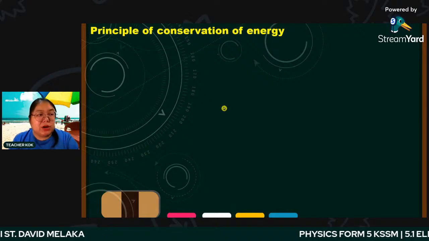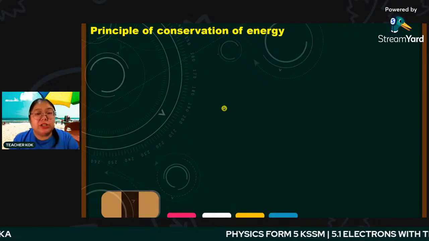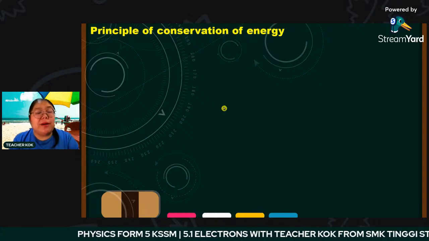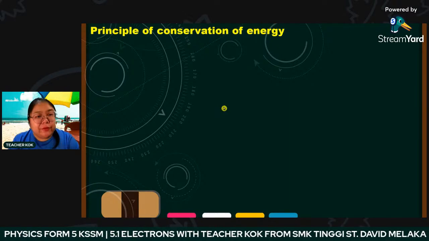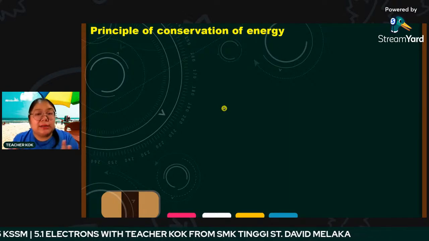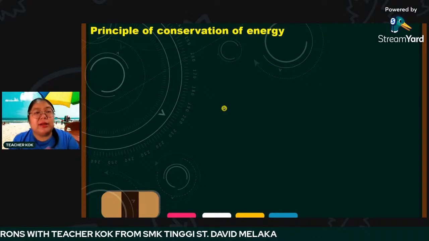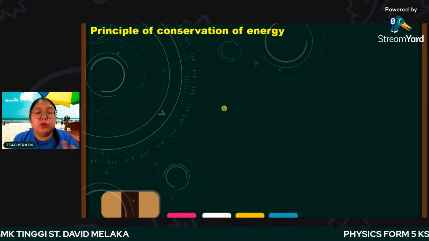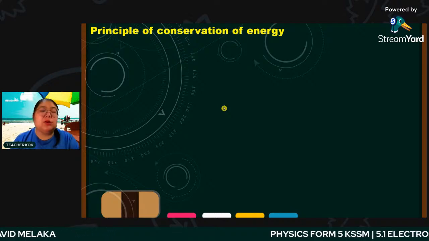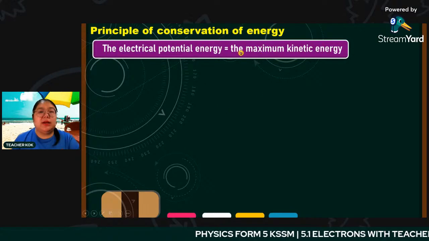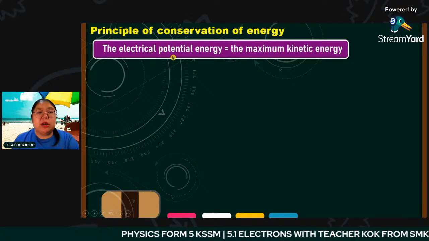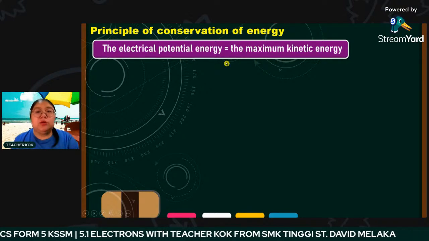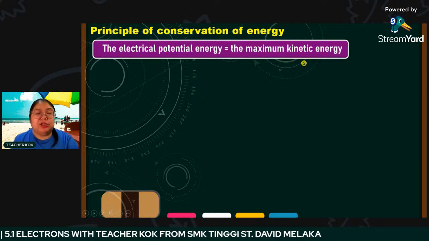So from here, we follow the principle of conservation of energy. Still remember the word conservation. Conservation means before and after must be equal. Now we're talking about energy. That means before the electron starts to accelerate and after it accelerates, the energy must be the same. We assume we don't have any energy loss. So from here you can write the equation: electrical potential energy equals the maximum kinetic energy.